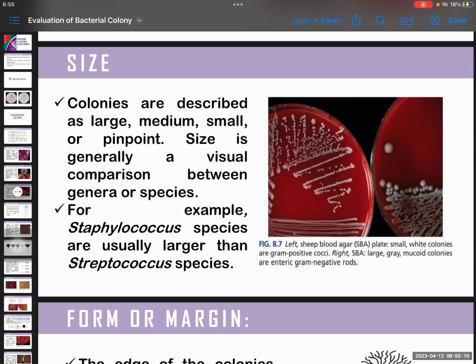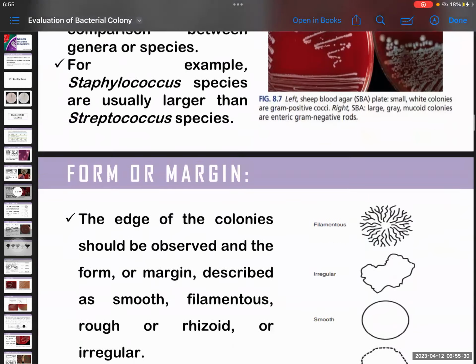Okay? So see, Streptococcus are very small, and the Staphylococcus are larger. So Staphylococcus colonies are larger, and Streptococcus colonies are smaller. Kaya pinpoint, diba? Pinpoint yung tawag. Tapos pinhead naman yung sa Staphylococcus.